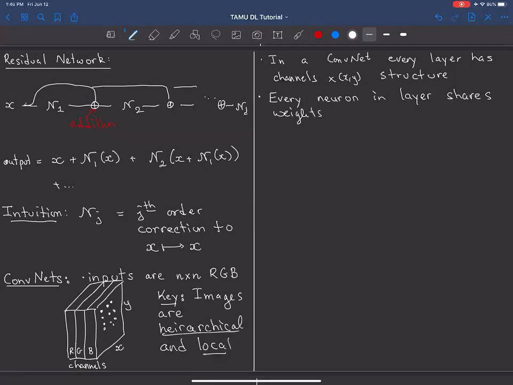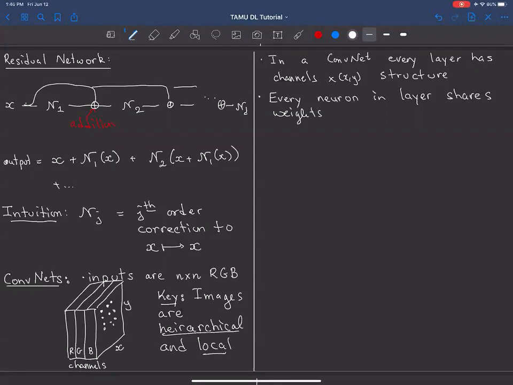So what does it mean? Local means that nearby pixels are highly correlated. Hierarchical means that the high-level features of the image, for example, if you have a cat, are built up hierarchically over small features. You might look in different patches of the image and say, oh, I see some fur here, and I see some whiskers here, and I see a tail here, and I see some paws here. And I put those things together and I make a cat. Roughly speaking, that's the kind of idea.